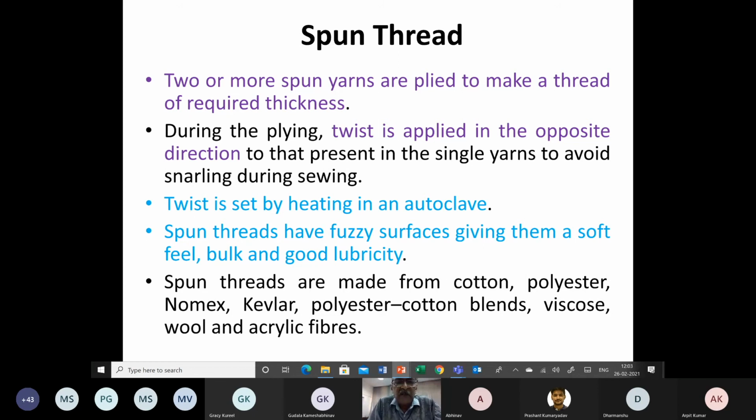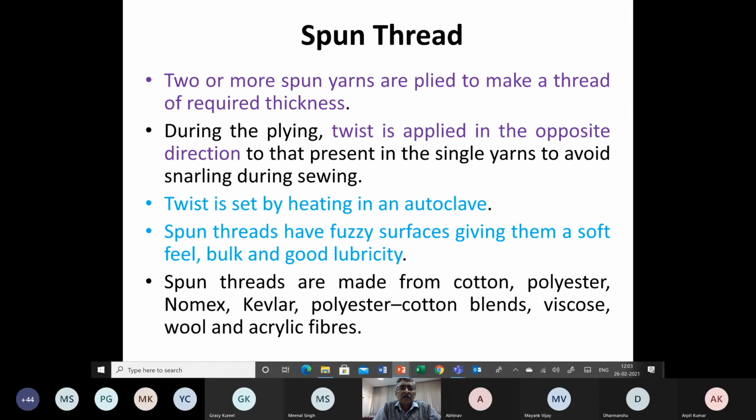Then you take 2 single yarns or 3 or 4 or 5 single yarns and you double it and you ply it. Ply means now you are joining together and applying a twist to get a particular tex. For example, the single yarn tex is 20. If you take 2 yarns, each is 20 tex, then you twist together in the opposite direction, you get a thread that is called 2-ply thread. 2-ply thread means there are 2 single yarns. So the tex of the thread will be 40 tex because each single yarn is having 20 tex.